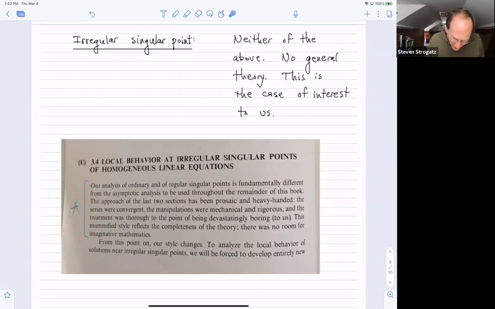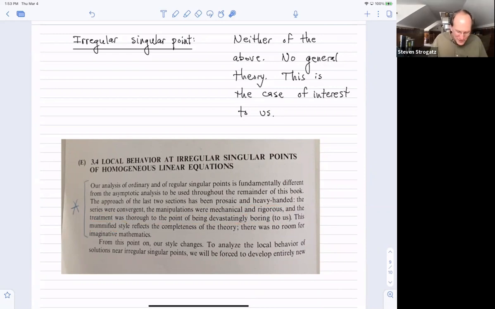They say our analysis of ordinary and regular singular points, which they've just gone plowing through in earlier sections, is fundamentally different from the asymptotic analysis to be used throughout the remainder of this book. I love this part. The approach of the last 2 sections has been prosaic and heavy-handed. The series were convergent. The manipulations were mechanical and rigorous. The treatment was thorough to the point of being devastatingly boring to us. And they say, this mummified style, man, how often do you see in a math book the word mummified? This thing is so dead, it's like a mummy. It's been dead for thousands of years.